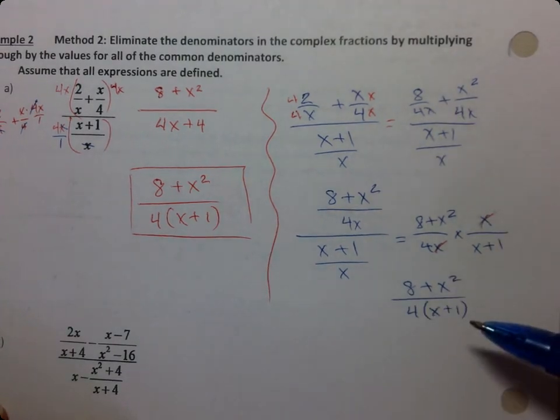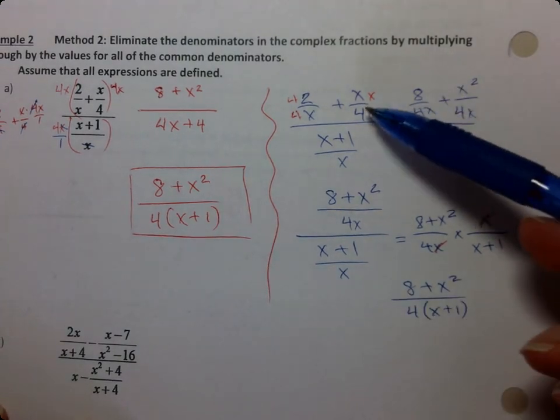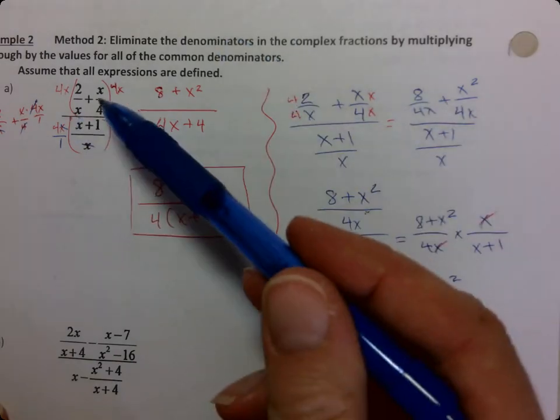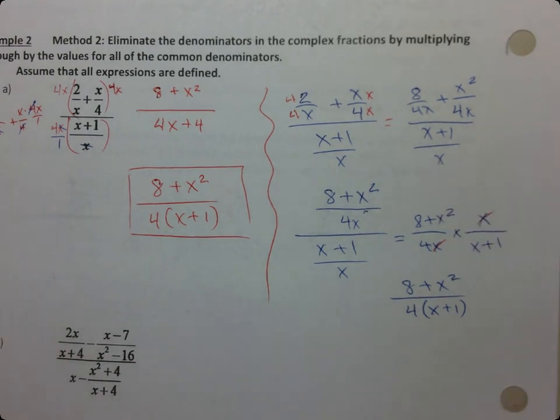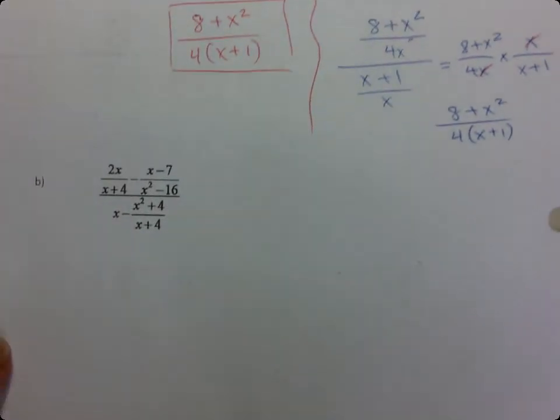This is a little more writing. You could probably have skipped this step and gone from here down. This one is basically wiping it out at the get-go, but you have to understand your rules. All right, so either method is fine. You can pick. So let's look at B.